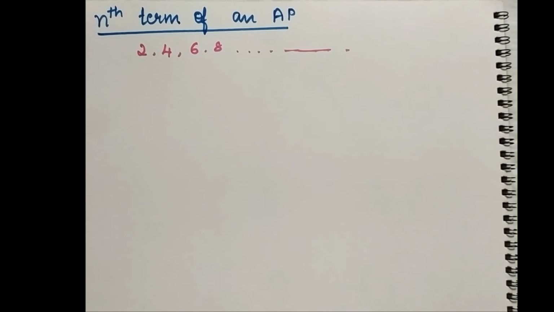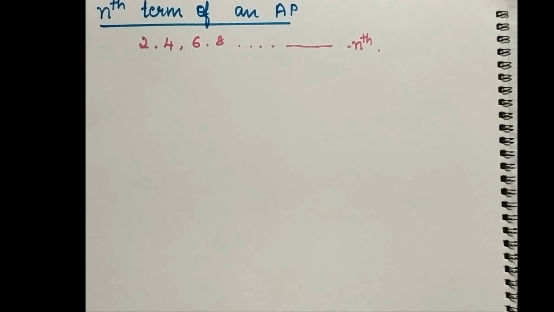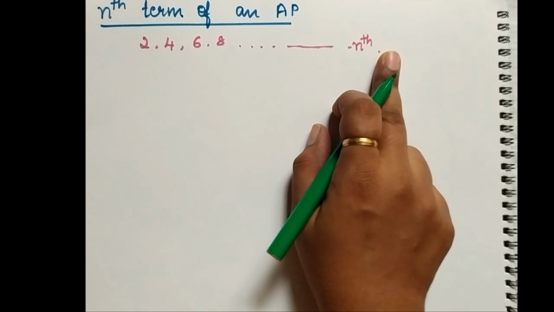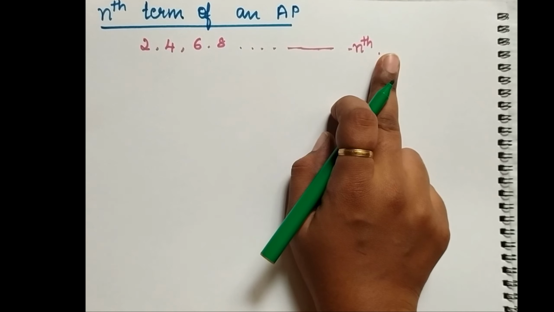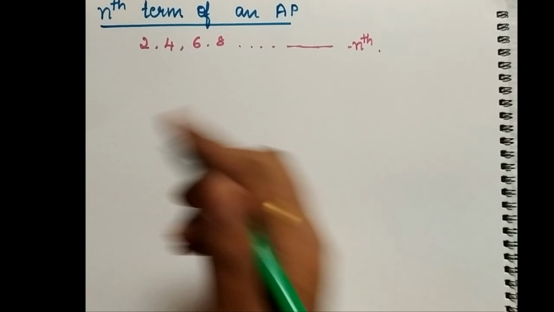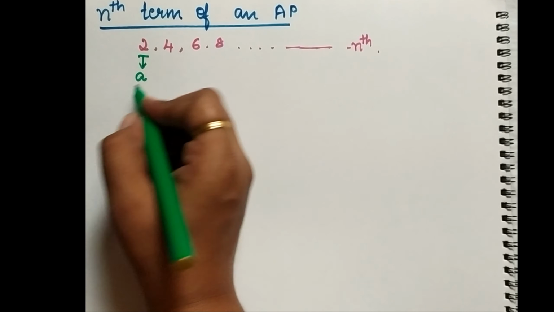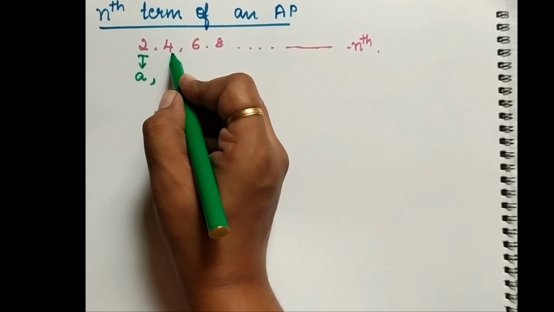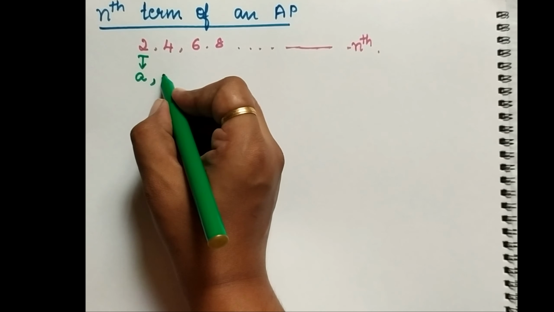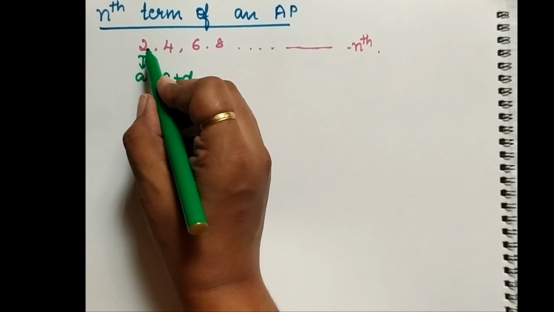And we should know what the nth term of the sequence is. Yes, it is very important. And how do we find the nth term of a sequence? Let me show you. First, let us represent this sequence in terms of a general representation. The first term we know is A, and 4 can be written as A plus D. This is nothing but adding the difference.